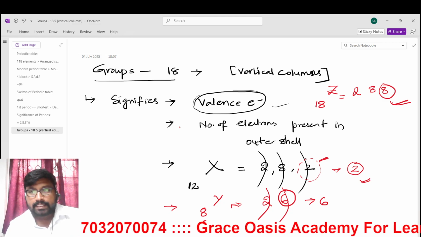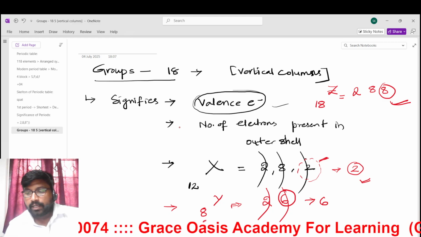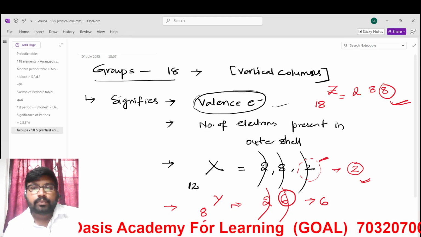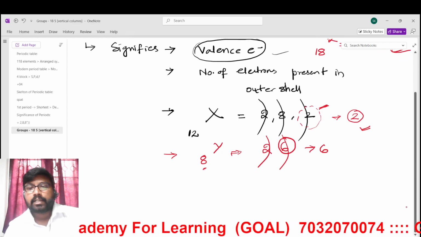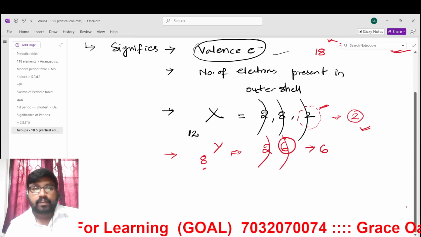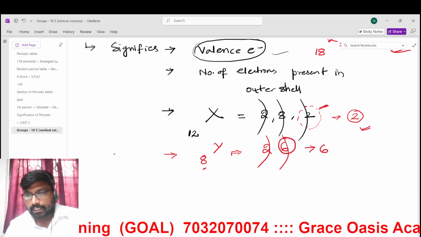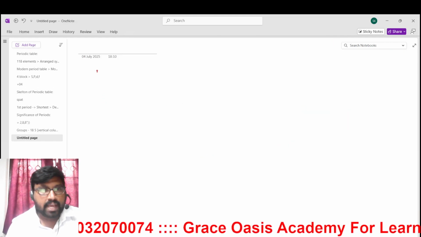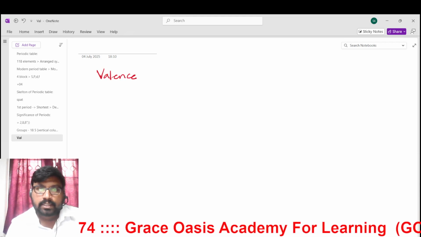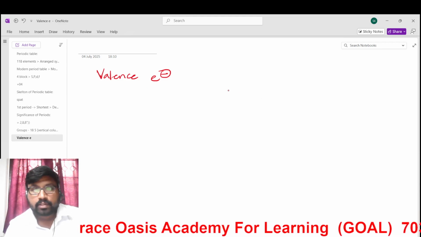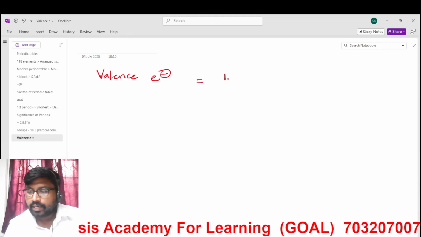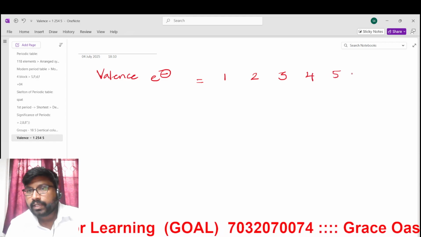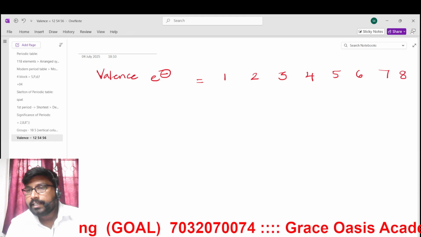So if you know the valence electrons, you can say to which group it belongs. We can say in which group it is belonging. The number of valence electrons will decide in which group it is. That particular element is in which group, we'll see how it will work. Valence electrons are up to 8 only, you cannot have more than that in the outer shell. So 1, 2, 3, 4, 5, 6, 7, 8 valence electrons.